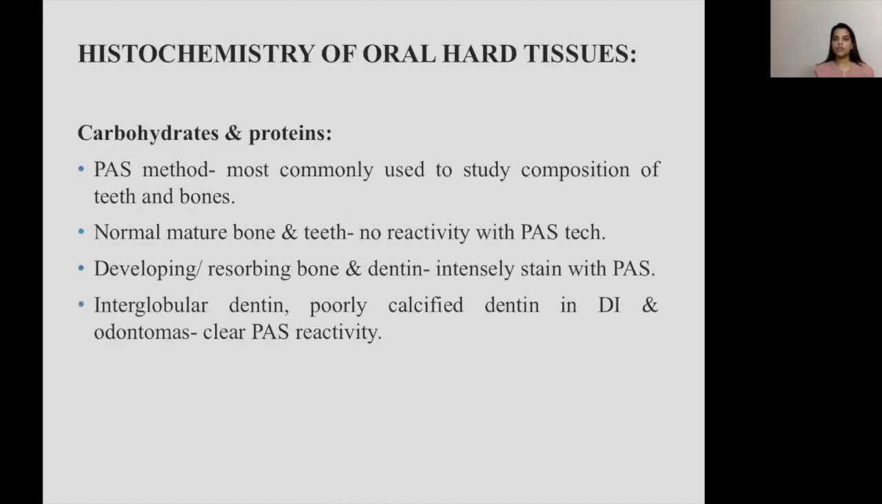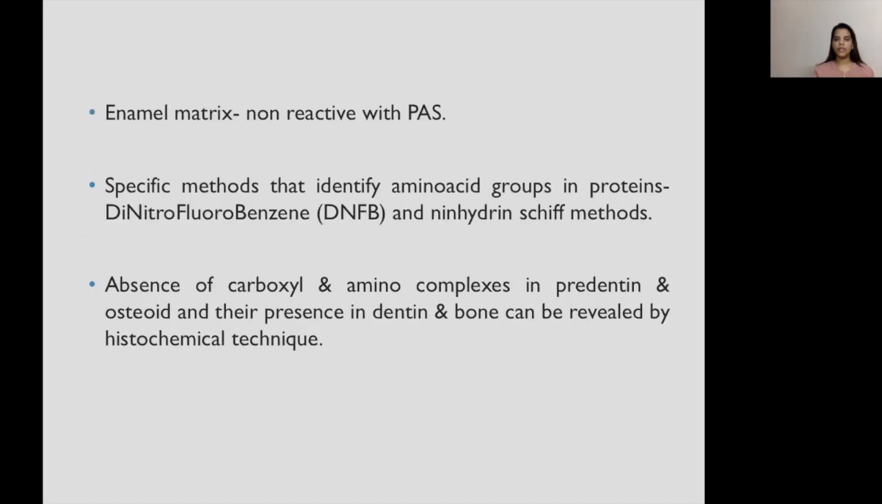Now, histochemistry of oral hard tissues, carbohydrates and proteins. The PAS method is most commonly used to study the composition of teeth and bones. Normal, mature bone and teeth show no reactivity with the PAS technique. Then developing, resolving bone and dentine intensely stain with PAS. In interglobular dentine, poorly calcified dentine, and odontomas, there is clear PAS reactivity. Enamel matrix is non-reactive with PAS.